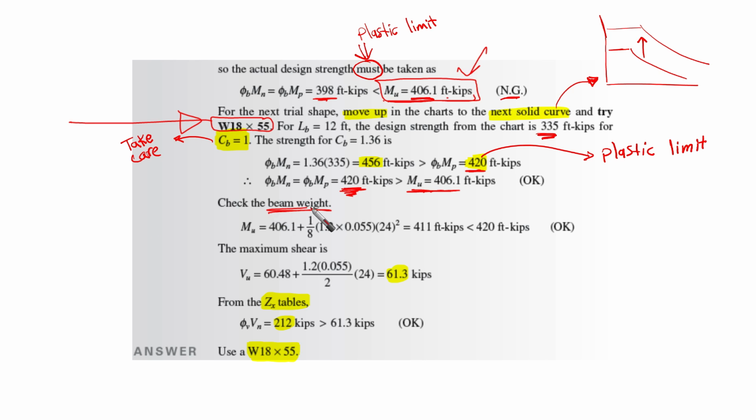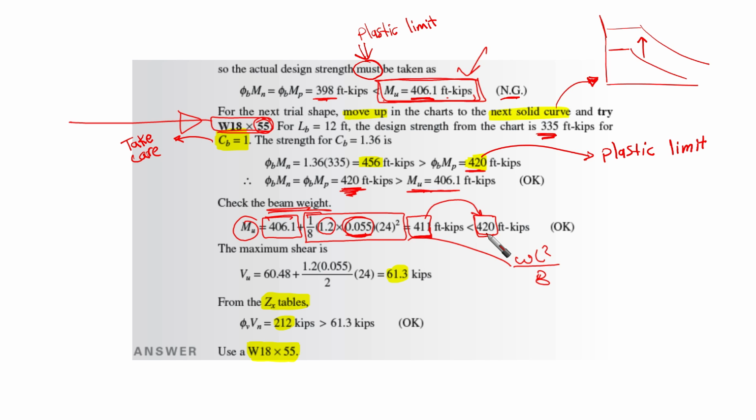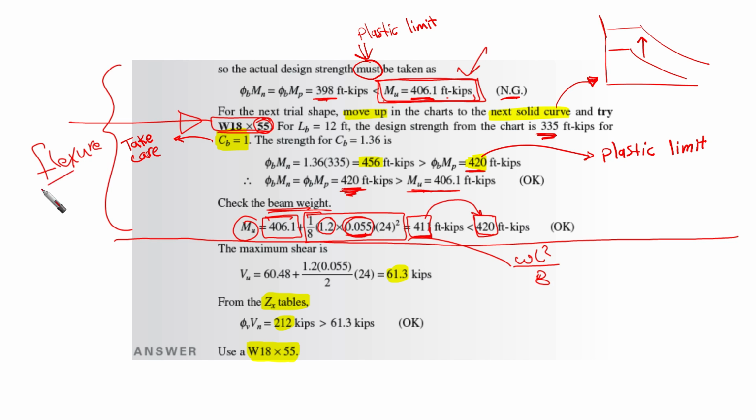We need to check the beam weight. So Mu, considering the beam weight, is going to be the Mu here, 406.1, plus the additional weight. The additional weight is w L squared over 8, multiplied by 1.2 as the factored load, with 0.055 being the dead load unit weight of the shape, which is 55 here. This gives us 411, still less than 420. Then flexure-wise, it is okay. Until here, we ended the flexural part.